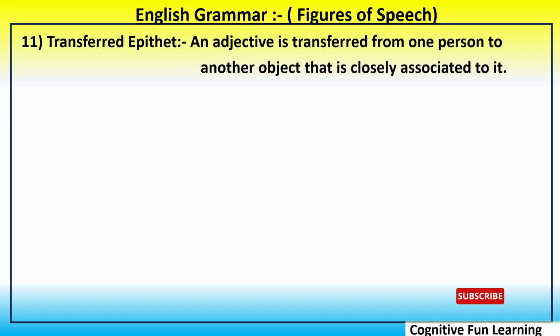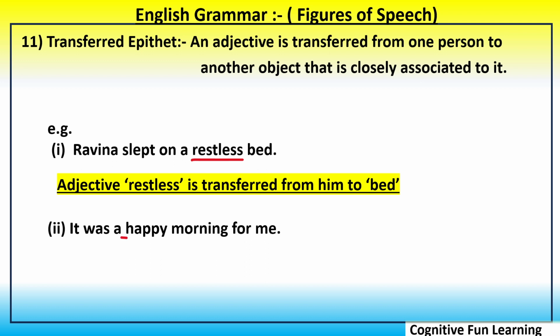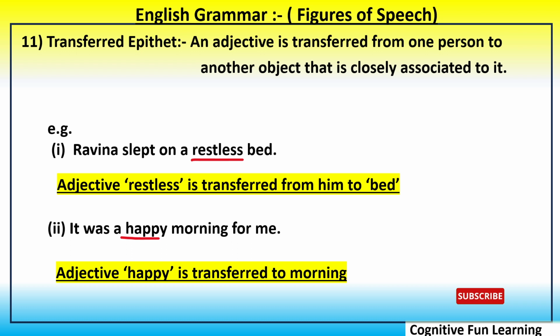Next one is transferred epithet. An adjective is transferred from one person to another object that is closely associated to it. For example, Ravina stepped on a restless bed. So here, restless is an adjective which is transferred from him to bed. Next example is, it was a happy morning for me. So happy is an adjective and is transferred to morning. These are examples of transferred epithet.